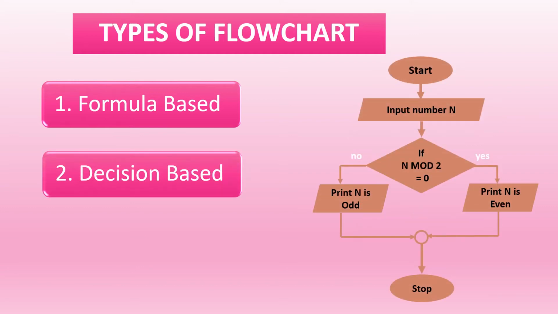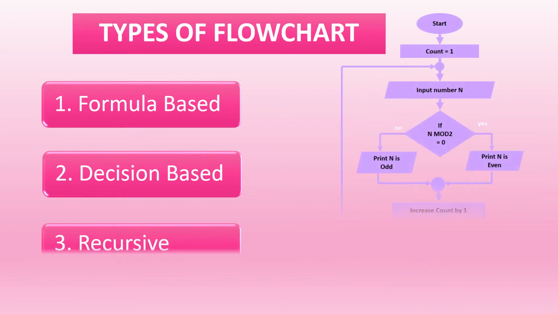The next type is decision based, in which sometimes we have to take decision. For example, here we are checking the number if it's even or odd by using a decision symbol. The third type is recursive flowcharts, in which we have to repeat a step or number of steps many number of times.